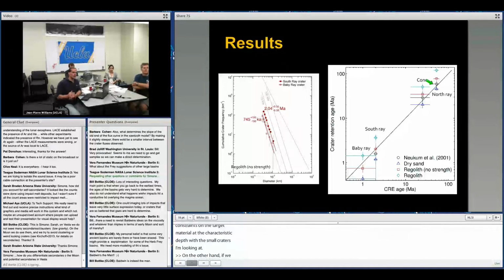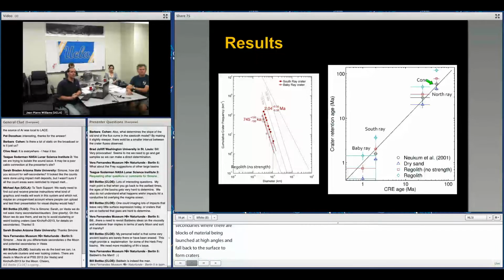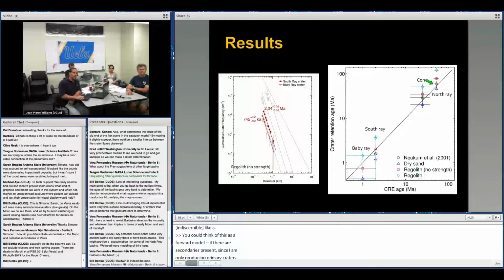On the other hand, if we assume that the nominal regolith properties are probably what we should be expecting, the fact that that model is consistently giving me older ages may in fact imply that there are a lot of secondaries in these craters. These would probably be self-secondaries, where blocks of material are launched at high angles and then fall back to the surface to form craters instantaneously on the ejecta blanket. You can think of my model as a forward model: if secondaries are present, then since I'm only producing primary craters, I have to run my model longer to match the crater density.